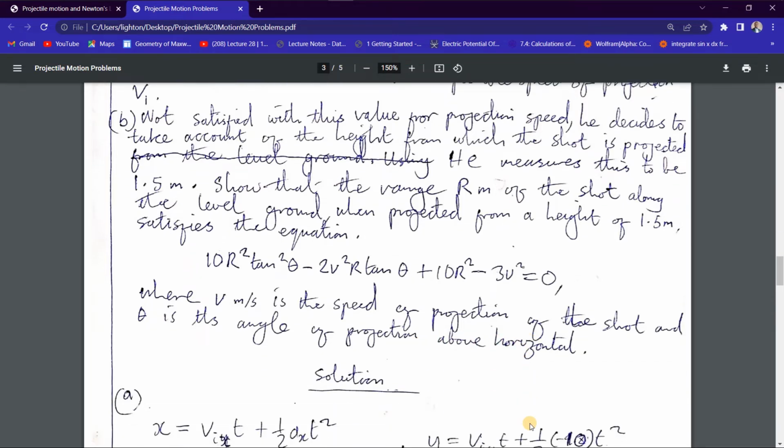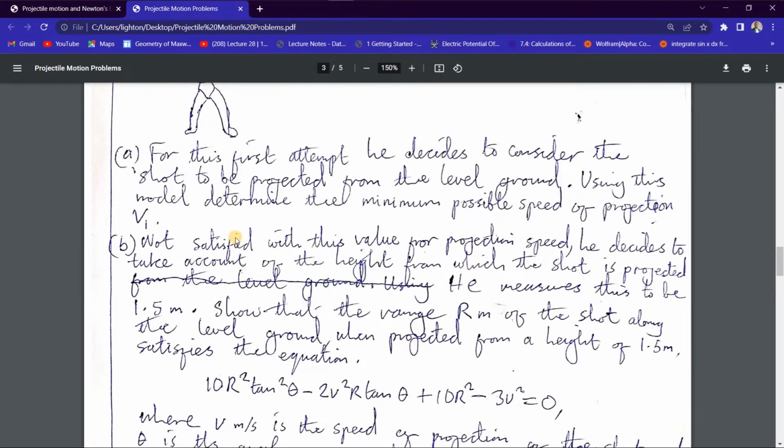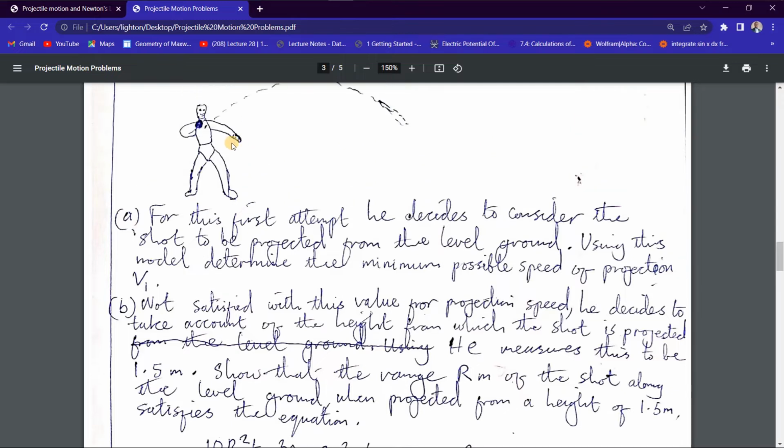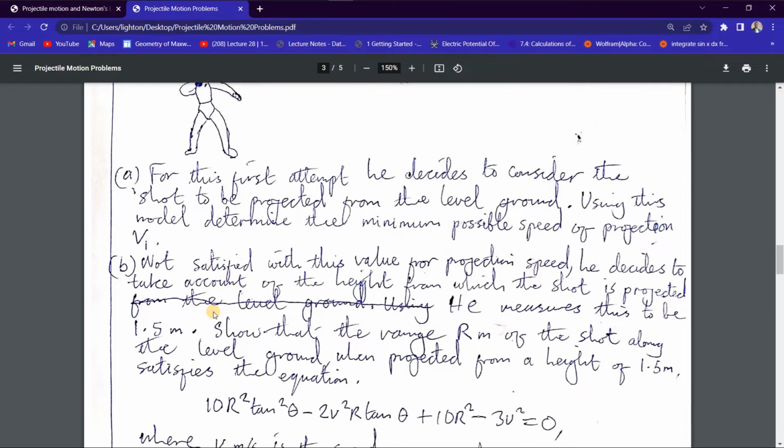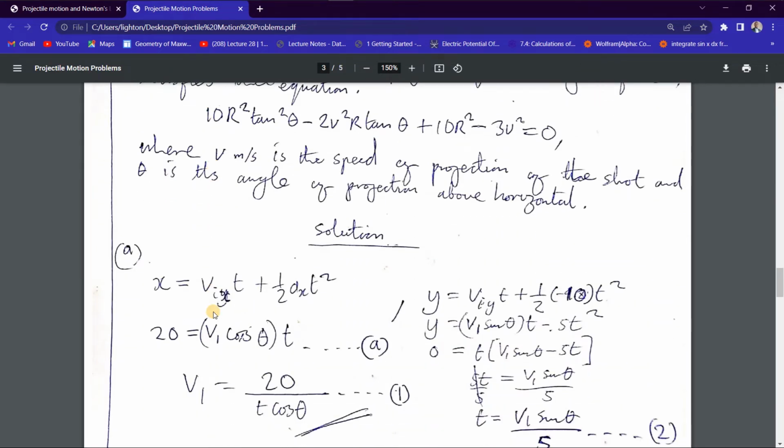All right, so let's look at the solution. So we'll start with A, where this is now the first attempt, right? Where he assumes this ball is projected from the level ground. That's the first assumption. So now we're going to calculate for displacement, both the horizontal and vertical components of displacement.